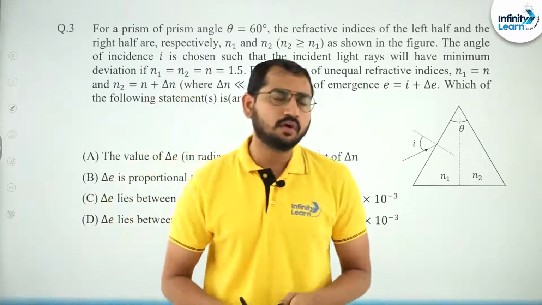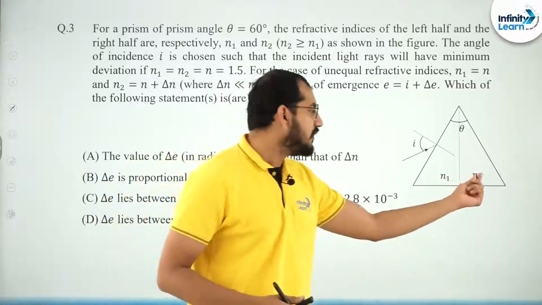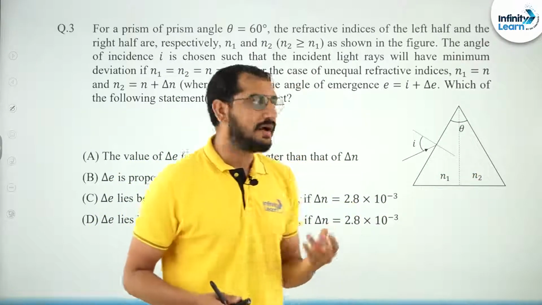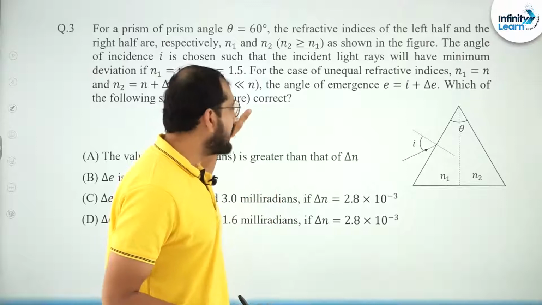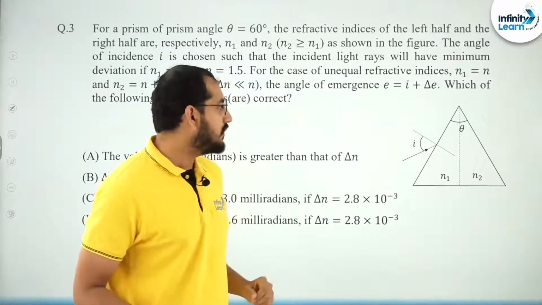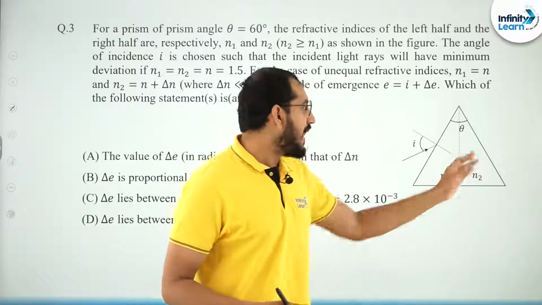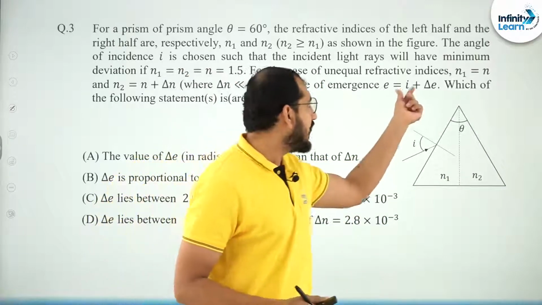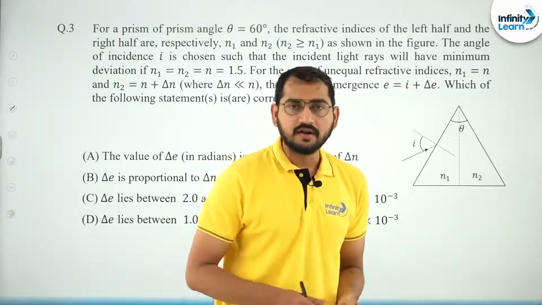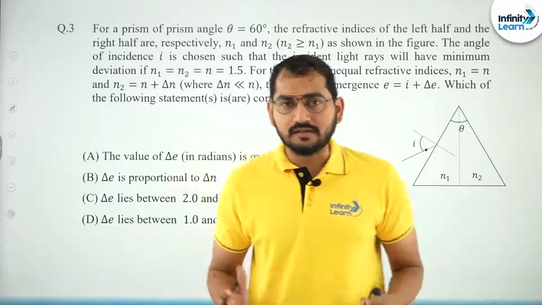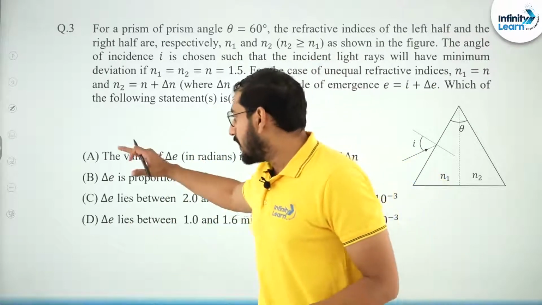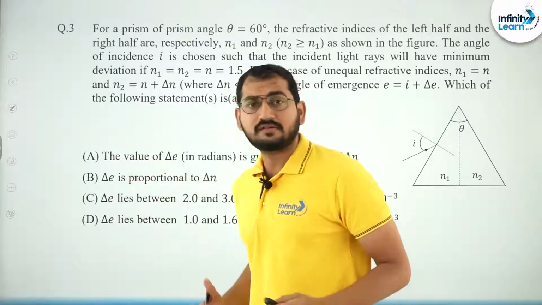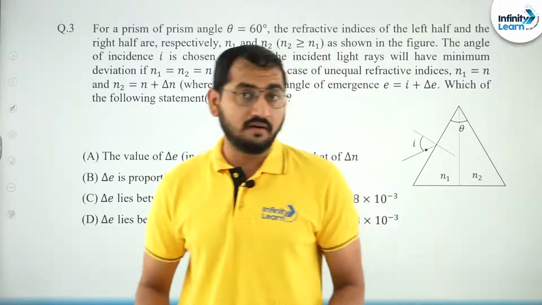In case number 2, what they are saying is that they have increased the value of N2 slightly by some amount delta N, and that delta N is a very small number. Consequently, the angle of emergence will also increase by a slight amount. Instead of I, it will become I plus delta E. Now based on these two cases, we have to discuss the possibilities in options A, B, C, D, and which one would be correct.